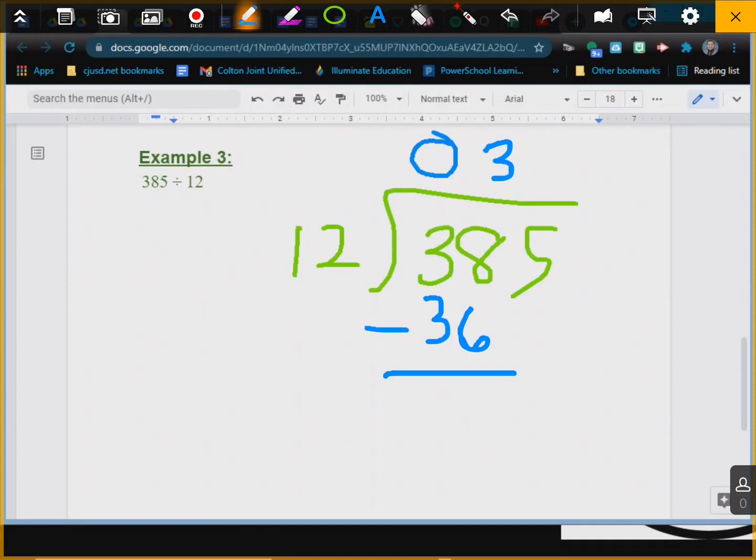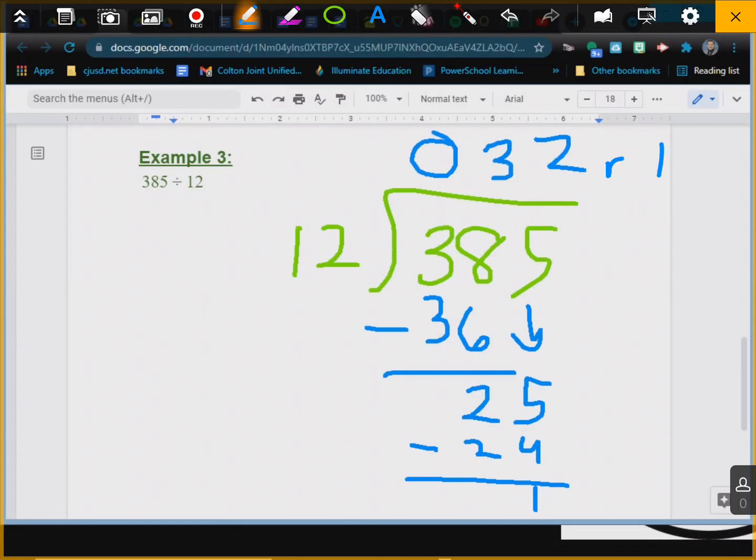I subtract now. 38 minus 36 is 2. Bring down the 5. 12 goes into 25 2 times. 25 minus 24 is 1. So you have 32, remainder 1. And that's how we divide by two-digit divisors.